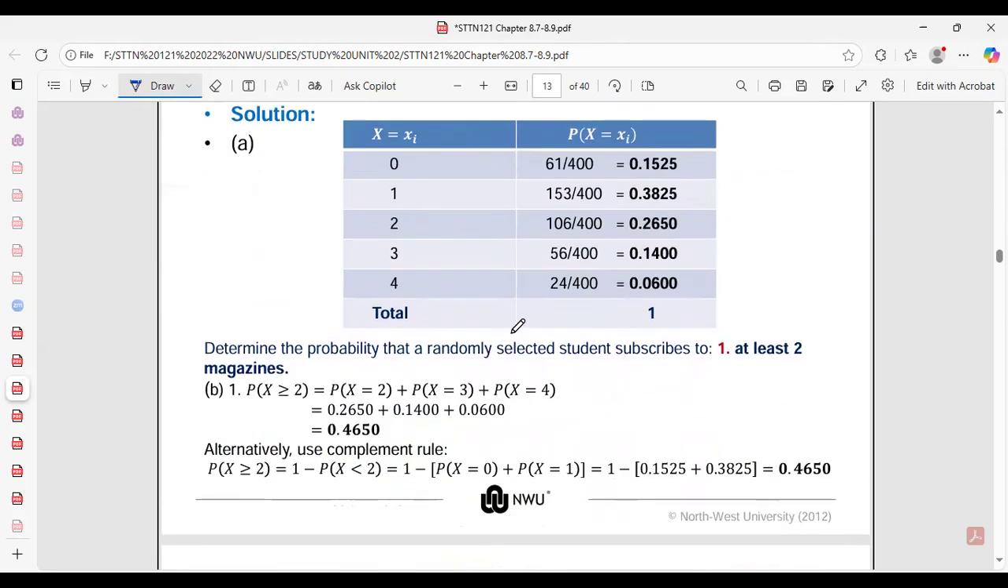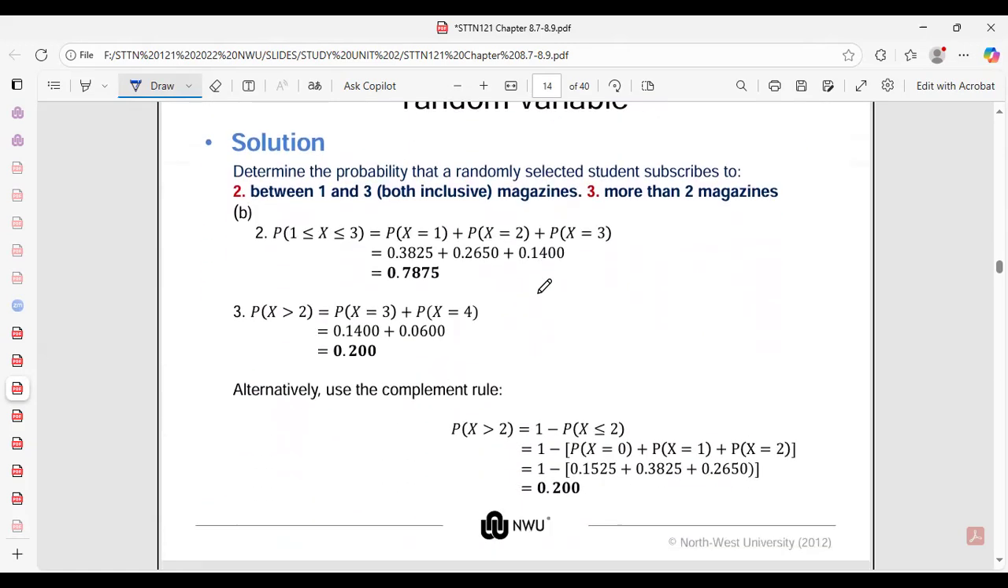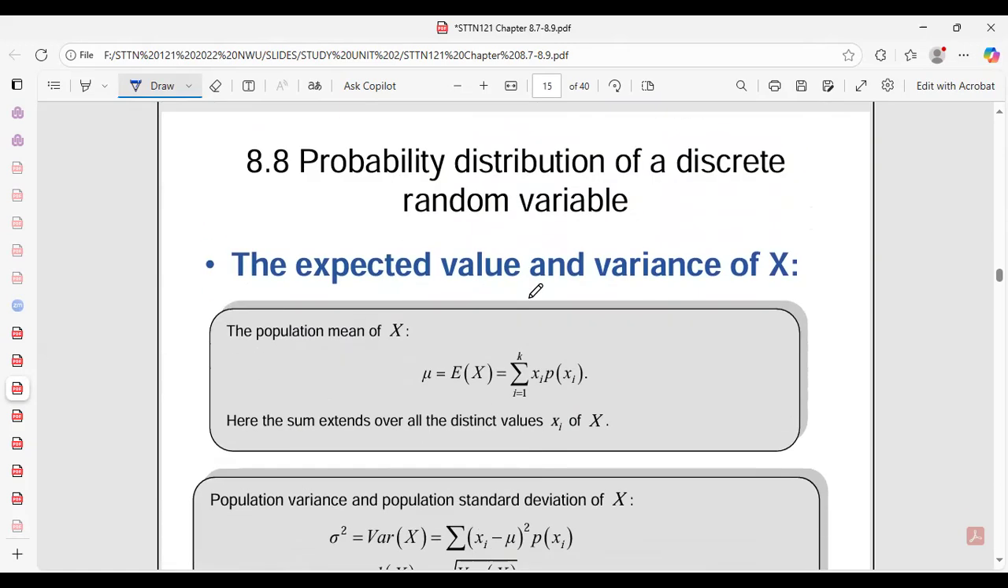Okay, this is okay. Focus more on the other one. Where is it? All right. Again, another random variables. These are the formulas under the probability distribution of a discrete random variable. We have a formula of expected value, which is the population mean. The expected value is mu, which is E(X). I'm going to show you how to calculate this one.